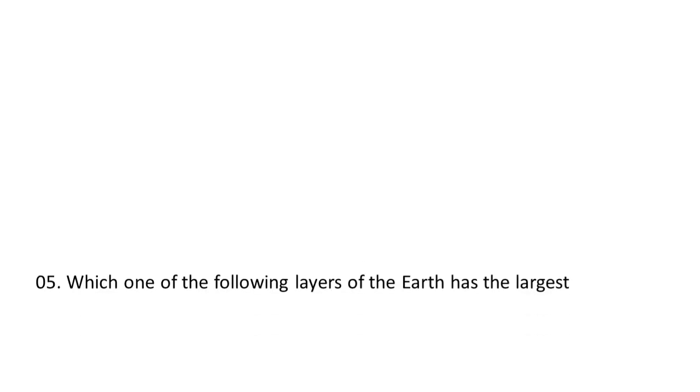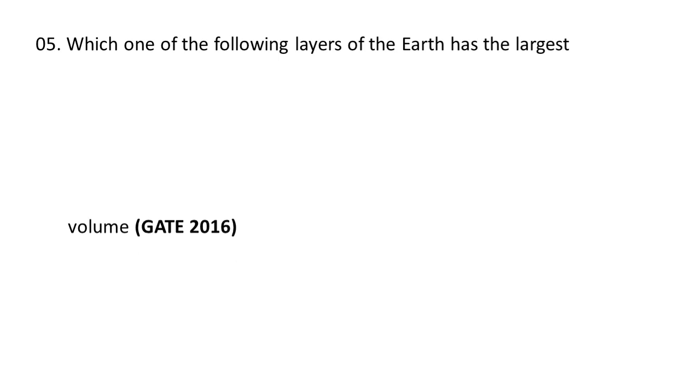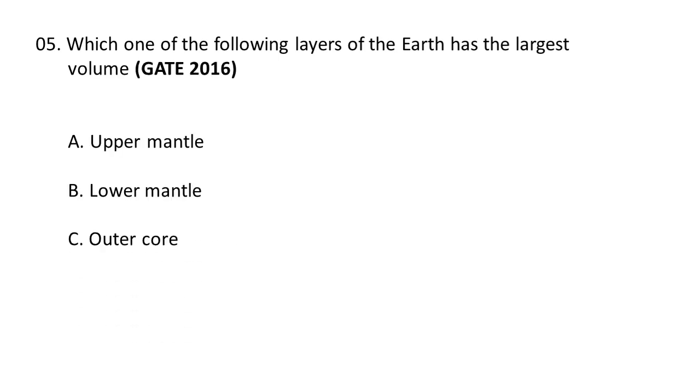Next question. Which one of the following layers of the earth has the largest volume? A. Upper mantle, B. Lower mantle, C. Outer core, D. Inner core. The correct option is lower mantle. The lower mantle is the largest volume region of the earth, making up about 56% of the total volume. It is located between 660 and 2900 kilometers below the earth's surface, between the transition zone and the outer core. So, B. Lower mantle is the correct option.